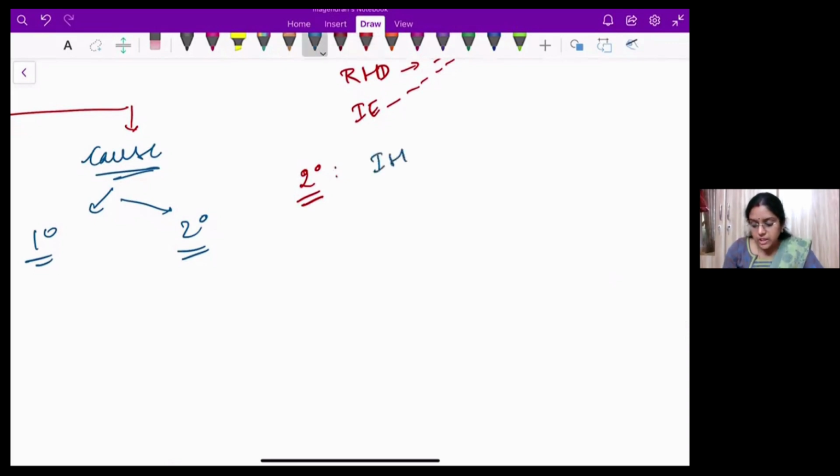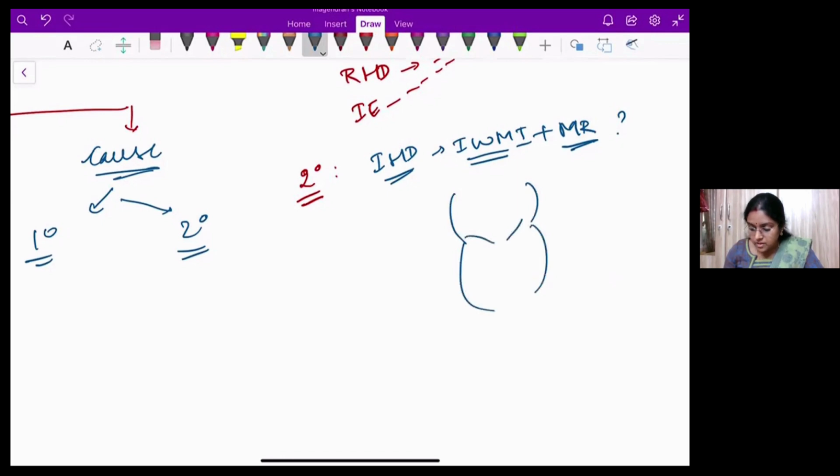The patient has developed an inferior wall MI. We commonly see that inferior wall MI patients are associated with an MR lesion, mitral regurgitation. But why is it so? Why do they develop that? That is because, as we have seen, this is the valve apparatus. We have some cords here connecting to the papillary muscles.